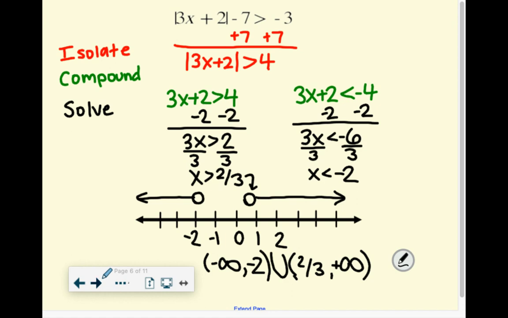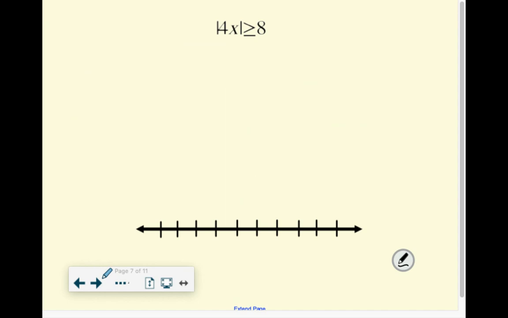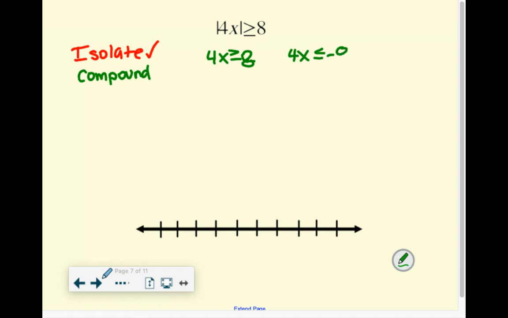Okay. Next one. 4x is greater than or equal to 8, or the absolute value of 4x is greater than or equal to 8. Okay, this one is already isolated. There's nothing outside. So we're good. Then we are going to set up our compound inequalities. 4x is greater than or equal to 8. And 4x is less than or equal to -8.